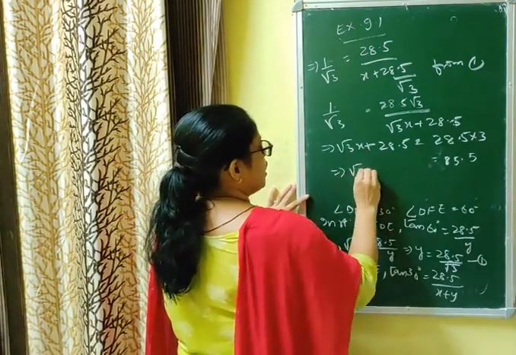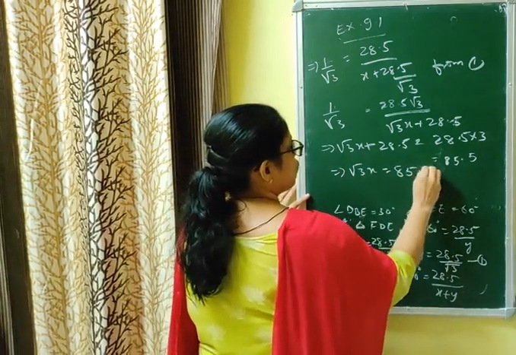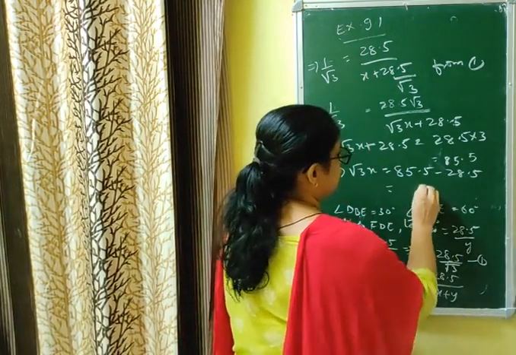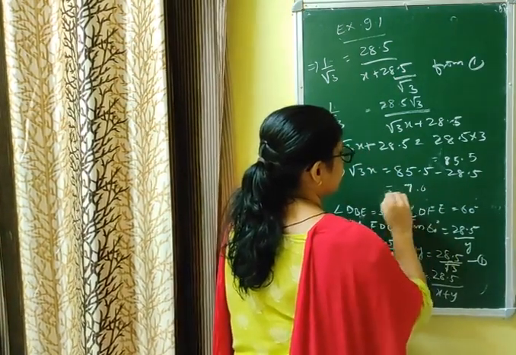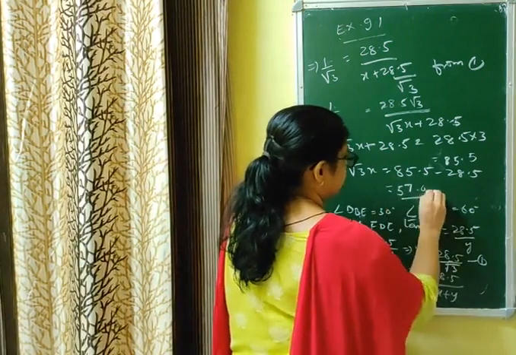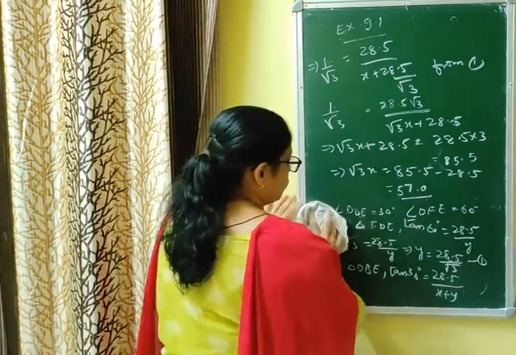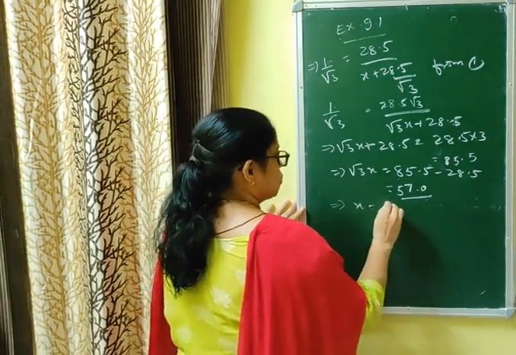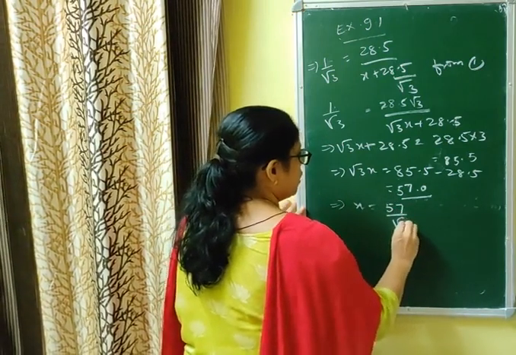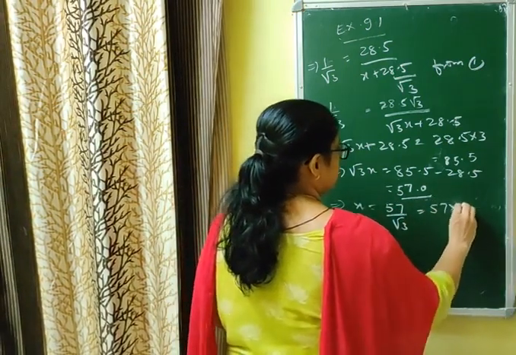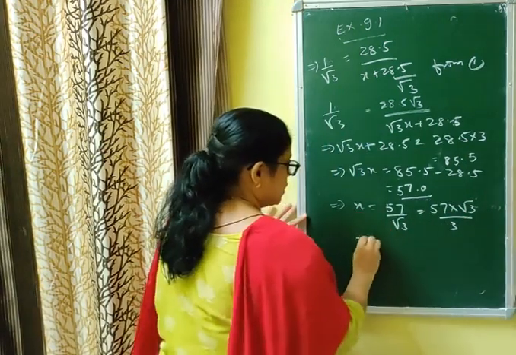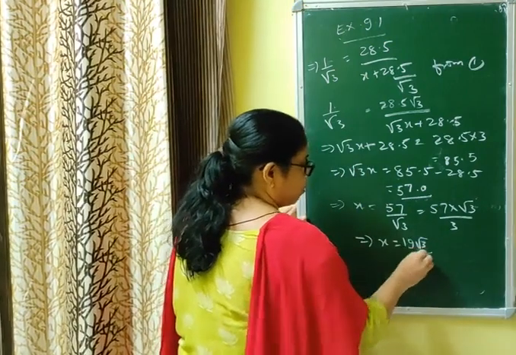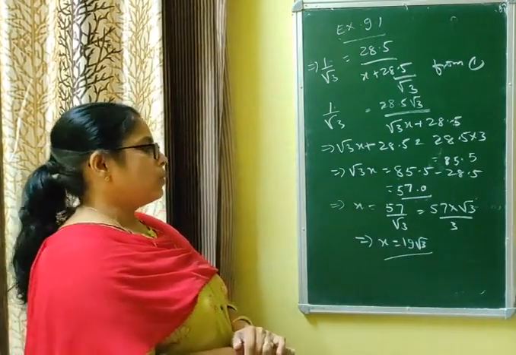Implies root 3x is equal to 85.5 minus 28.5, that is 57.0. Now, whose value do you have to find out? You have to find the value of x. Implies x is equal to 57 by root 3. By rationalization, you get 57 into root 3 by 3. Implies x is equal to 19 root 3. You have to put the value of root 3 and you can find the value in decimal places.